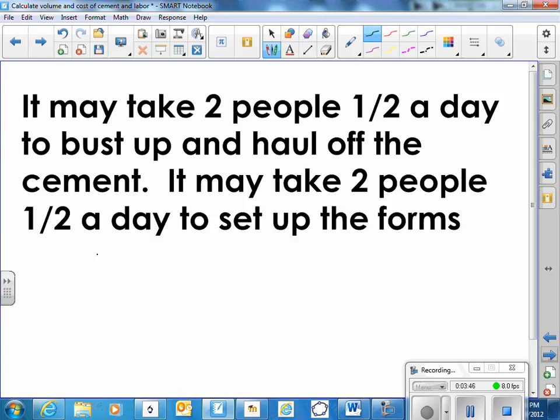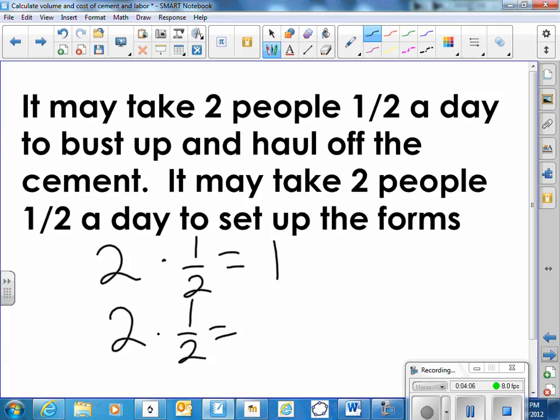So 2 times 1/2. So there's 2 people and it takes half a day each. So together that would be like 1 day. And we do that same thing with putting up the forms. I mean, it may make more sense to write that as 2 over 2 and then convert it to 1, that may be helpful if you didn't see why we got a 1 out of that.